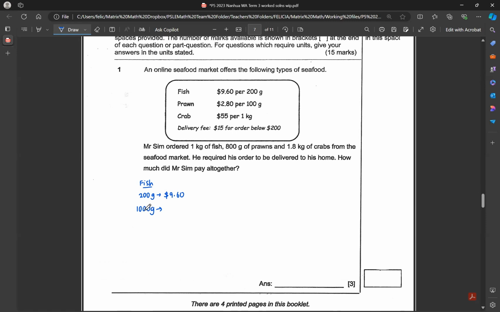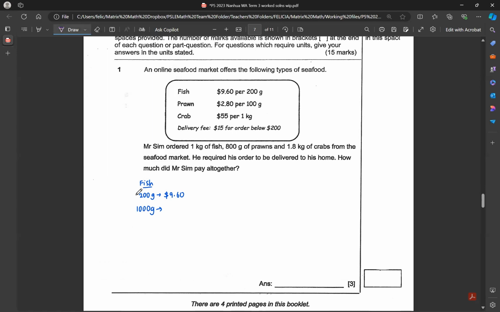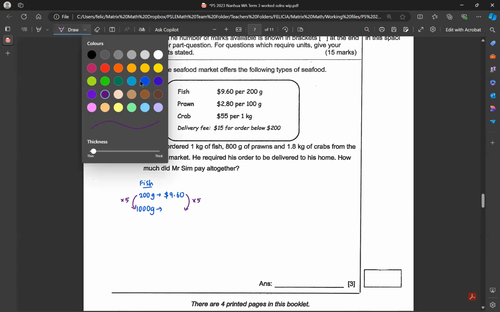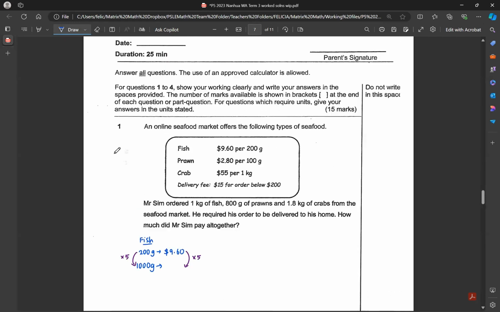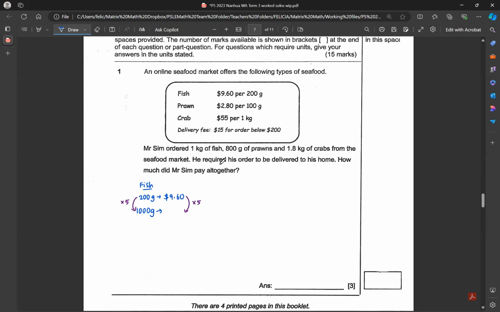How do I know it's 5 times? You just take 1,000 divided by 200. That's how you know it's times 5. So in other words, this will be times 5 to get 1 kg. So we're going to do the same on this side. Now, do take note that for this paper, you're allowed to use the calculator. It is stated in the question here. So 9.60 times 5 is actually $48. Okay, so that's the cost of the fish.